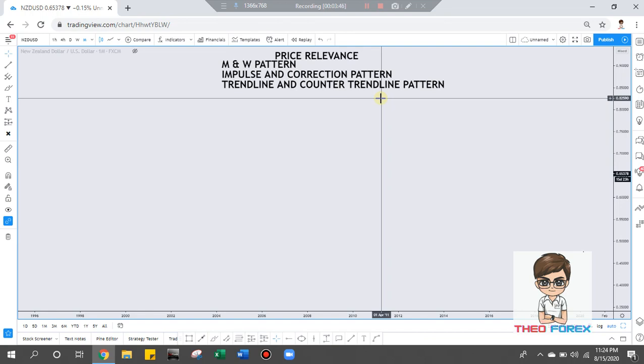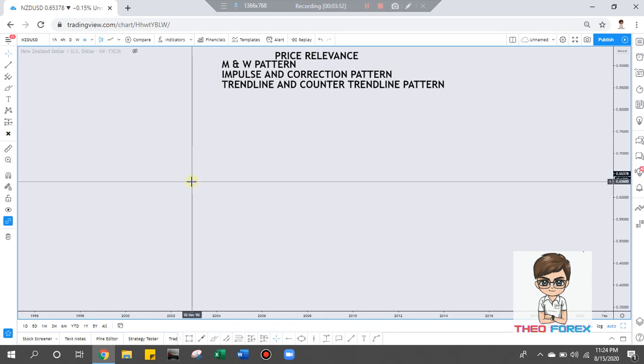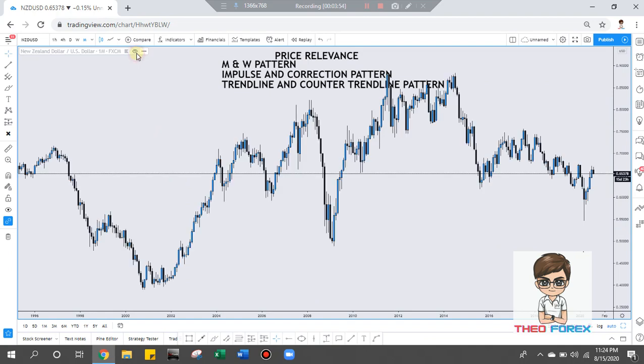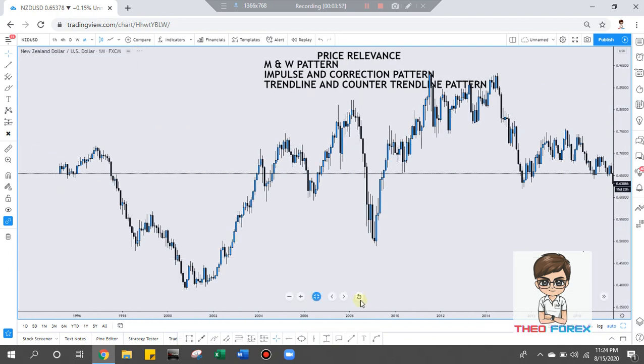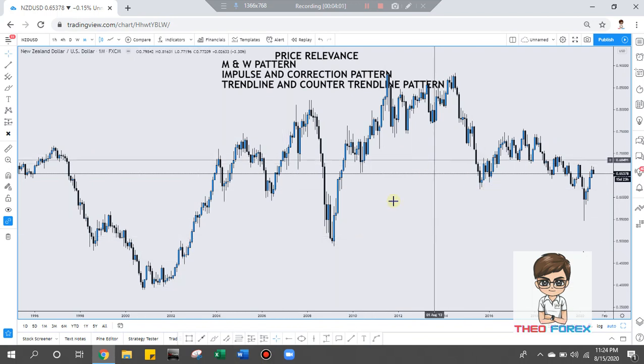So let's start with the M and W pattern first, or let's start with the way he sets his chart. Yes, let's start with that. So I'll just let everybody see this, and I'll refresh my chart using this R button. Can you see that my chart shows the whole price action, but his own doesn't? This is how he does it.